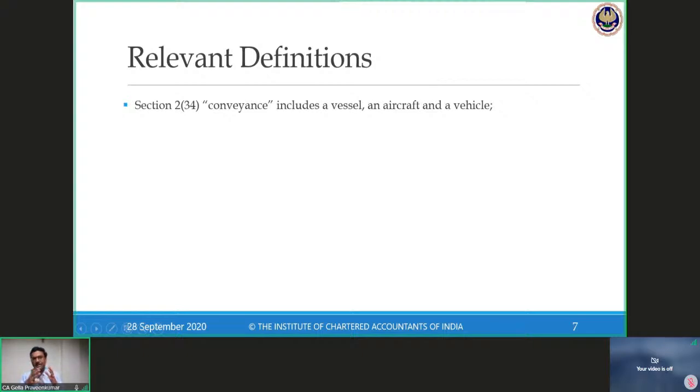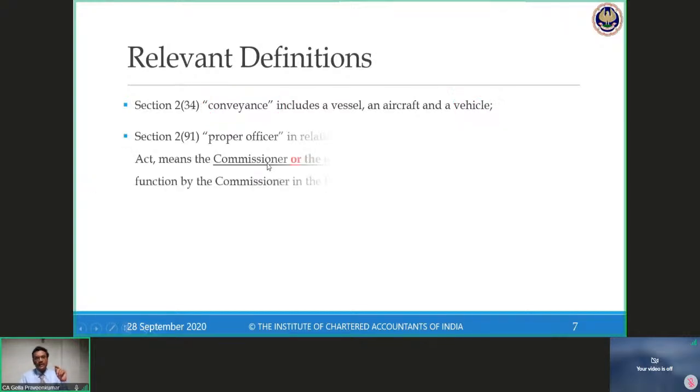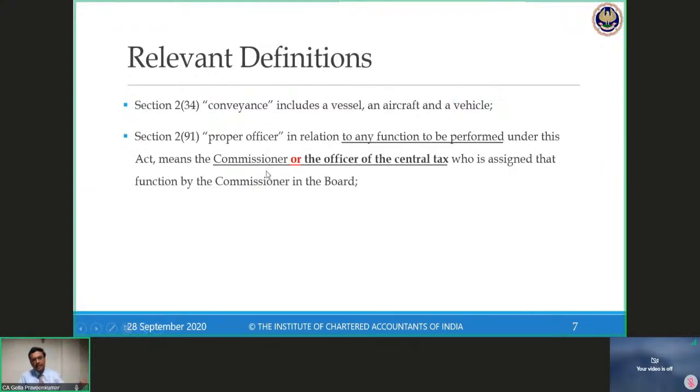So, starting point, conveyance. We need to understand the term conveyance defined under section 2, clause 34. Conveyance includes a vessel, aircraft, a vehicle. By and large, wherever we refer to the term conveyance under our discussion, please understand that this also includes the term vehicle. Any vehicle which is used for transportation of goods, there we come across this particular language called conveyance and vehicle. So keep in the back of your mind that whenever we refer to the term conveyance, it includes your goods vehicle also.